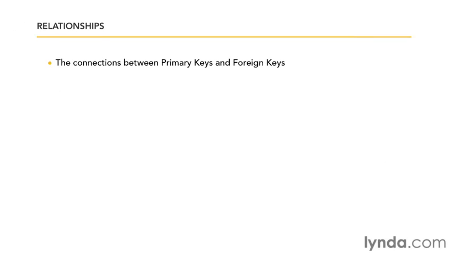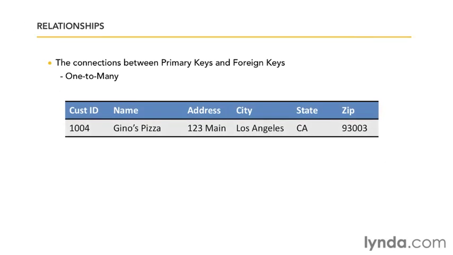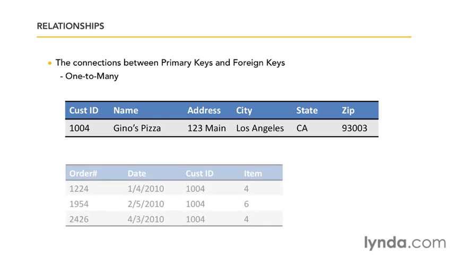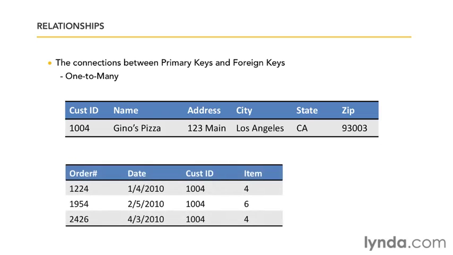Access has a window where I tell it how the primary keys and foreign keys relate to each other. The most common is a one-to-many relationship, where one record in the first table has multiple occurrences in the second table. Here, one customer, Gino's Pizza, hopefully will order from us many times. There are other relationship types as well, but one-to-many is the most common.